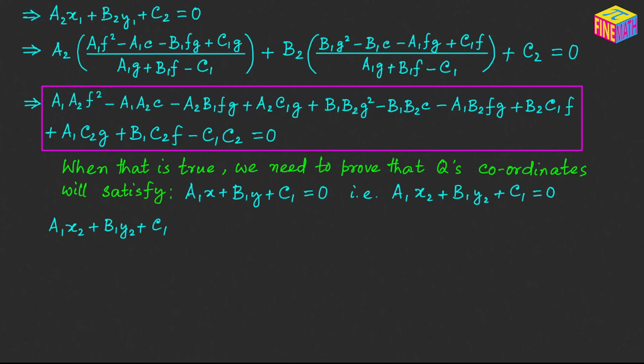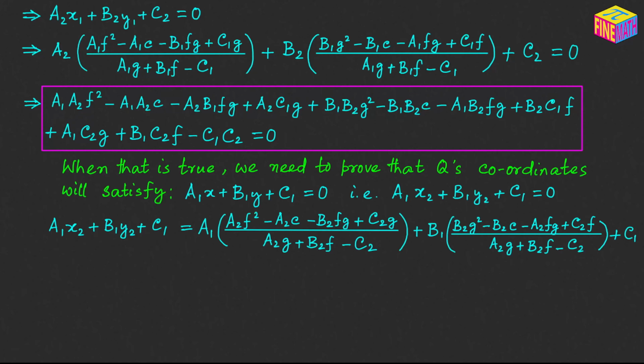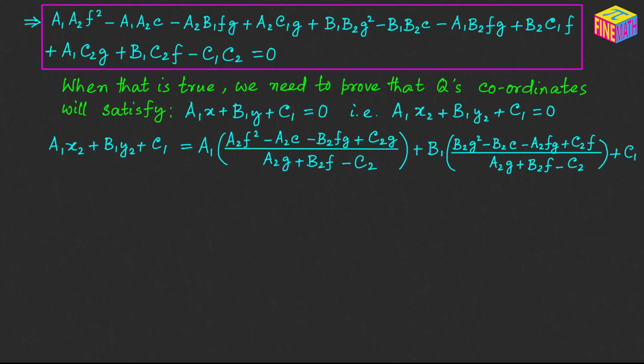So now I'm taking only the left hand side and we'll plug in the values of x sub 2 and y sub 2, and then we'll prove that this quantity is also equal to 0, which will essentially prove that Q also lies on the first line. So let's plug in the values of x sub 2 and y sub 2. The quantity would look like this, and then we're going to simplify it. Upon simplification, the numerator is going to look like this.